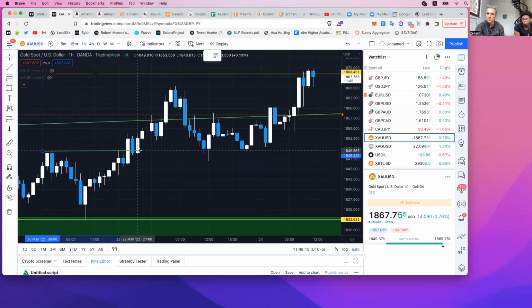How do we know it was resistance? Because look at last time we touched it, we went down, but then we closed above. As soon as this happens, this engulfed here. Not only did this one engulf this candle, but it also completely overtook what was this resistance level.